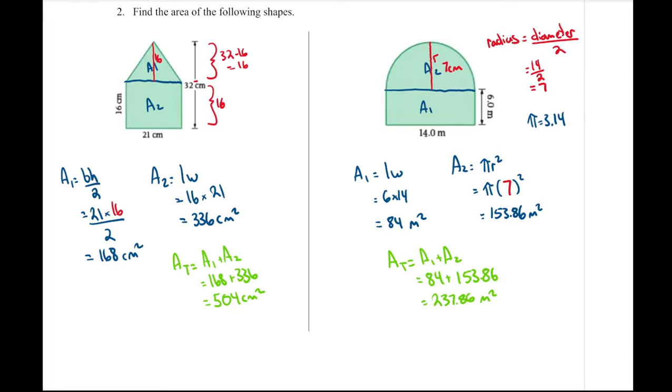So if we come back to our two shapes, these are the answers that you should have. 504 centimeters squared for our first shape, the house looking one, and 237.86 meters squared for our dome looking object. So again, we use some different formulas. In the first one, we had to deal with the area of a triangle. So again, that was base times height divided by 2.